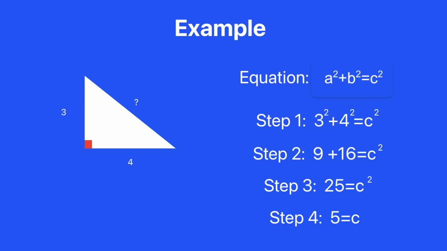The last step is to get the square root of both sides so that c is alone and it's not c squared anymore. Now it's just c. So we get the square root from both sides, and the square root of 25 is 5. So now we know that 5 equals c.